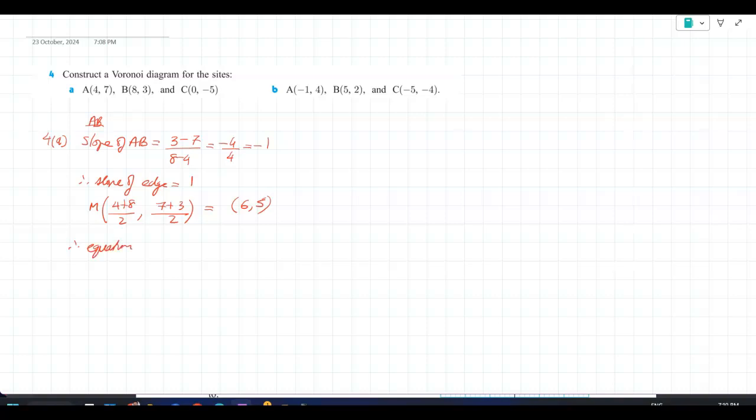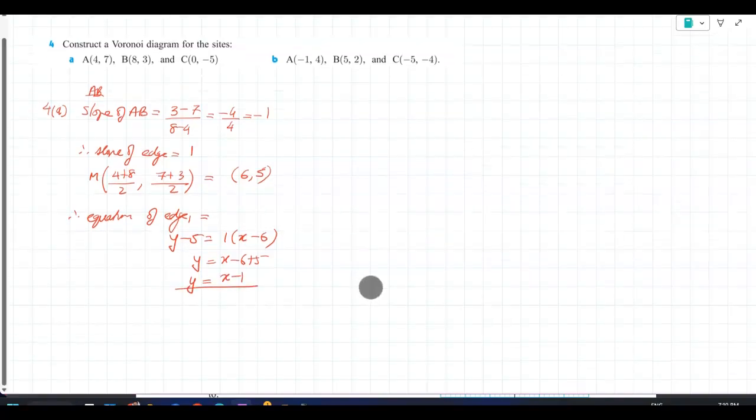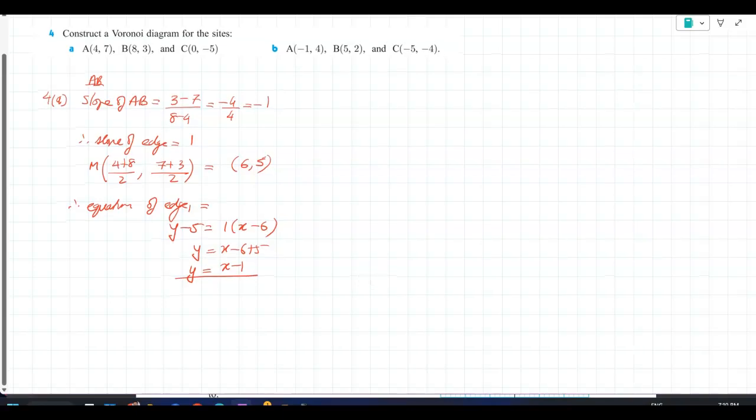So what is the equation of the perpendicular bisector? y minus 5 equals 1 times (x minus 6). So y is equal to x minus 6 plus 5, y is equal to x minus 1. That's the equation of the perpendicular bisector of AB. Now find the equation of the perpendicular bisector of BC.